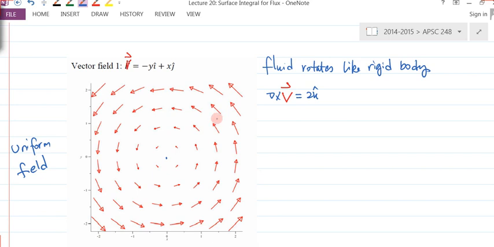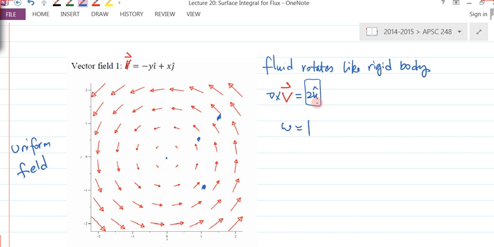So if you put a point anywhere in the field, that point will rotate about the z-axis at a constant angular speed. In this particular case, the angular speed is omega equal to 1. And when you calculate del cross that vector field, we get 2k hat. So it doesn't matter which point you look at, the del cross V is always 2k hat.